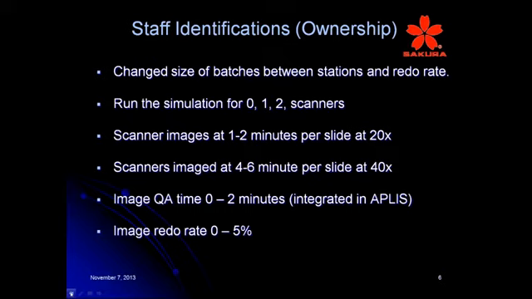So we had to look at batch sizes and our redo rates. We had to run different simulations from 1 to 2 to 0 scanners. We had to look at scanning images at different magnifications because when you scan at a magnification, it's a specific amount of time. When you scan at a higher magnification, it increases exponentially. At the same time, we had to look at our QA/QC time and make sure that it fell below 2 minutes, as well as our interfacing time with our APLIS.